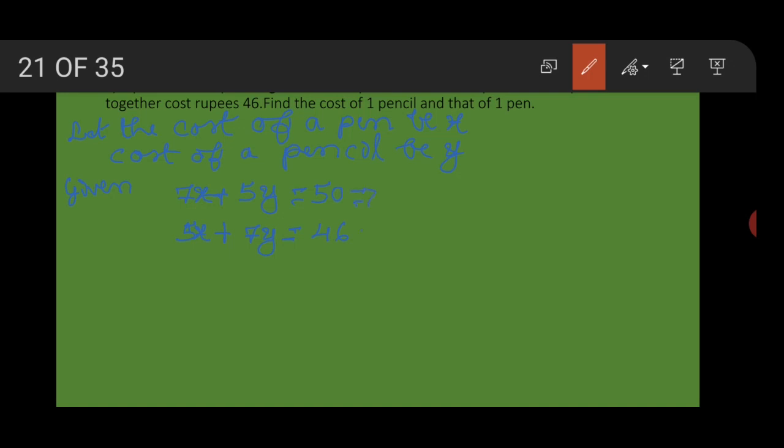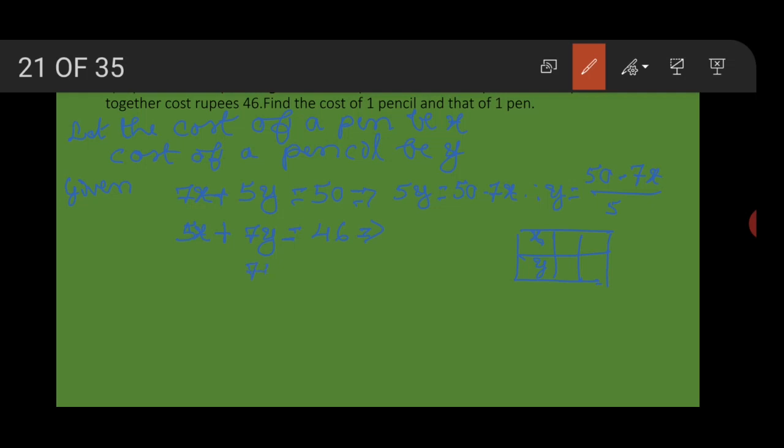Now in each equation find the value of y. What is the value of 5y here? 5y is equal to 50 minus 7x. Therefore y is equal to 50 minus 7x divided by 5. Okay, this is one equation. I have to prepare the value table for this equation.